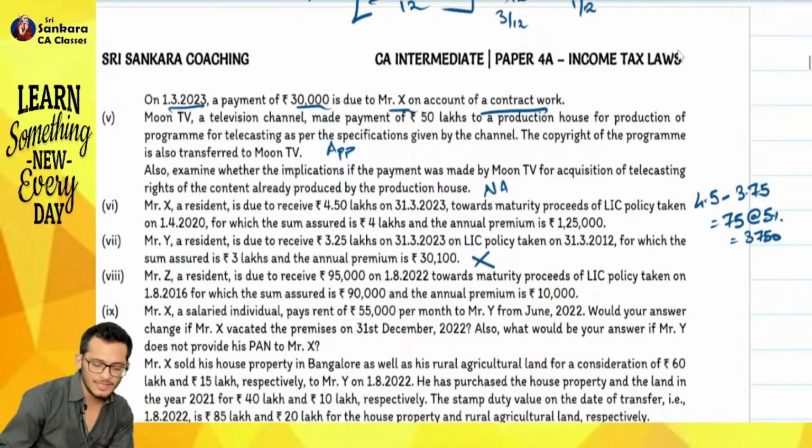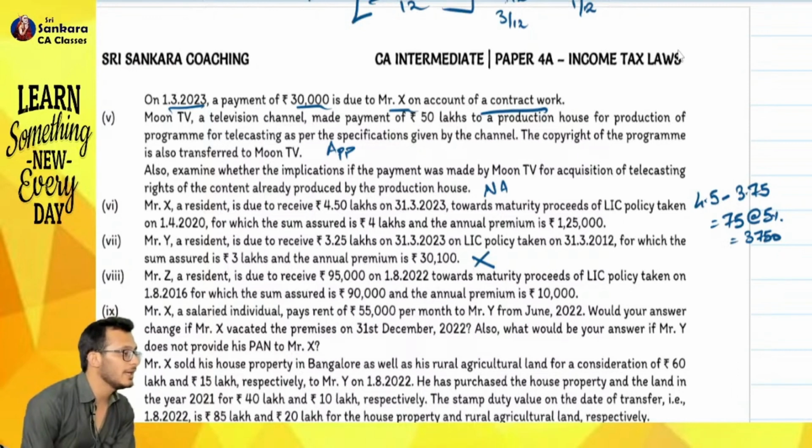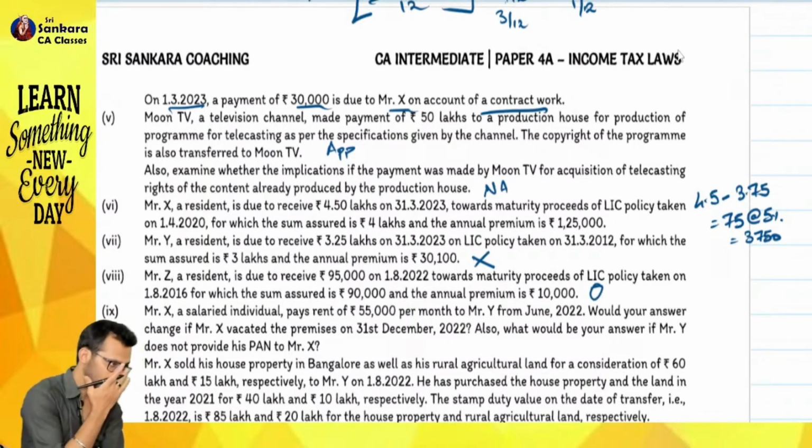Z, resident due to receive 95,000 towards maturity of LIC policy taken on 2016. Sum assured is 90,000. Premium paid 10,000. You can make a premium of 10%, which means 9,000. You paid premium of... taxable, exempt? Taxable. How much did you receive? Receive more than 1 lakh, less than 1 lakh. TDS applicable, not applicable? Clear?